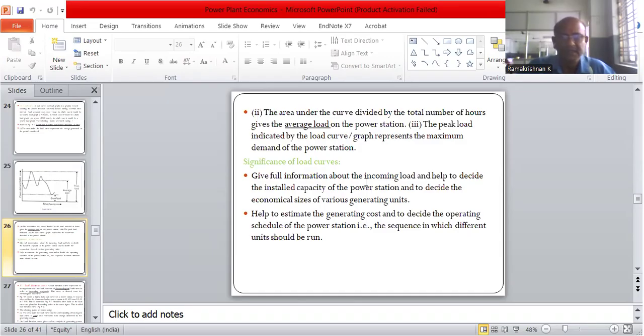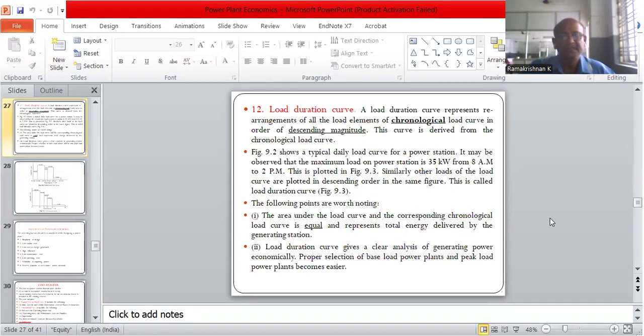What is the significance of the load curves? The curve gives exact information about the incoming load that is being generated, and from this data we can decide the capacity of each unit in a plant and decide the sizes of the various generating units economically. Also, it can be used for estimating the cost of generation of electric power, and we can schedule the operation of the different units in the same plant.